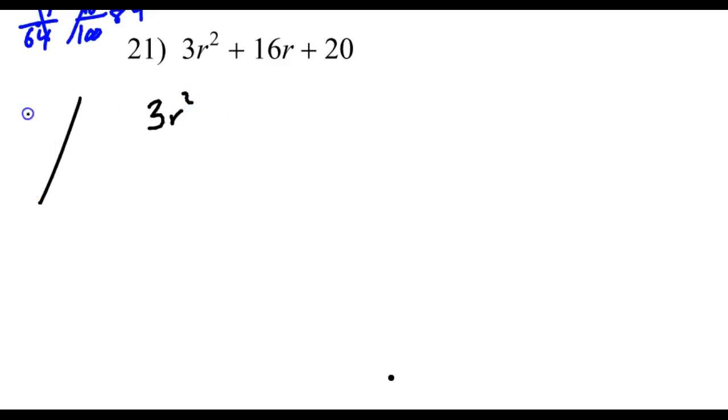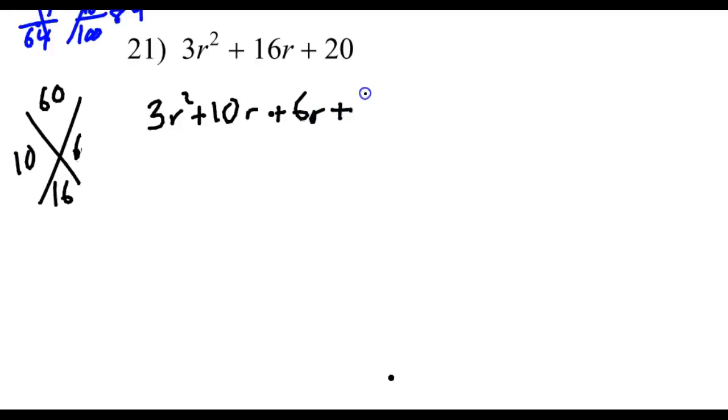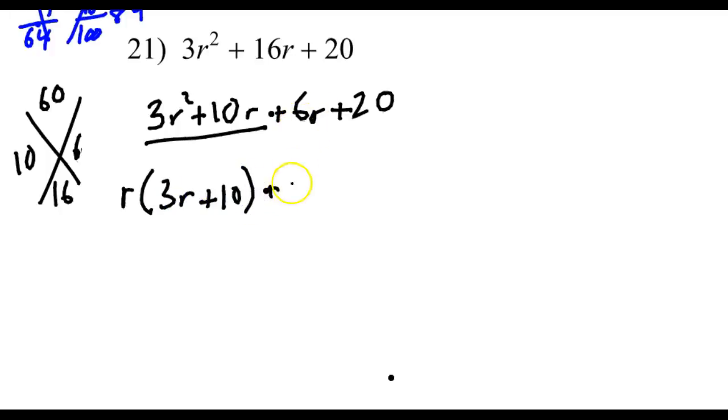Okay, so the last one, what were the two numbers that worked here? Just 10 and 6. So we got 10r plus 6r plus 20. From here, you can only take out an r, right? Because 3 and 10 don't have anything in common. So we can only take out an r, so we just have 3r plus 10. From the second one, we can take out a 2. So we take out a 2, and we have 3r plus 10. Remember, those have to match inside the parentheses. So there's one answer, and here's the other.